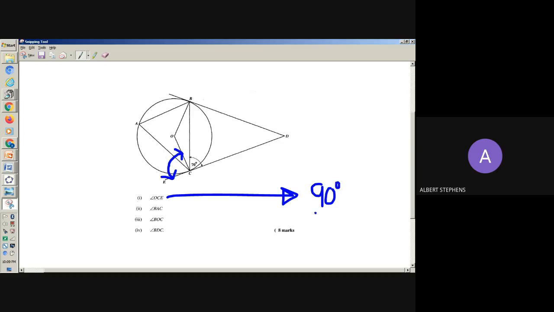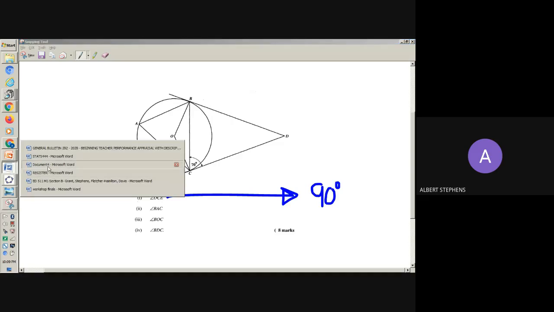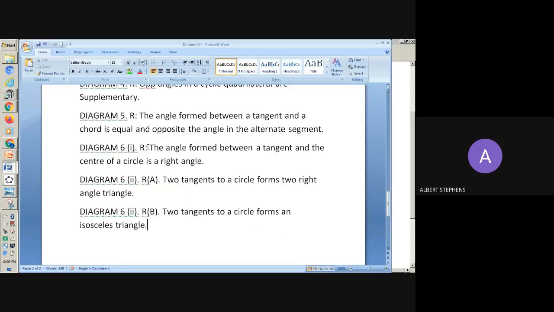Right. Very good. So remember, I have something like this, and I have the 90 on the right hand side. But if I have the 90 on the right hand side, what's the angle on the left hand side? Have to be what? The same 90, because 90 plus 90 gives you what? 180. All right. So OCE is 90, and the reason would be, where is it? This is the reason. The angle formed between a tangent and the center of a circle is a right angle, and that's how you get your 2 marks.